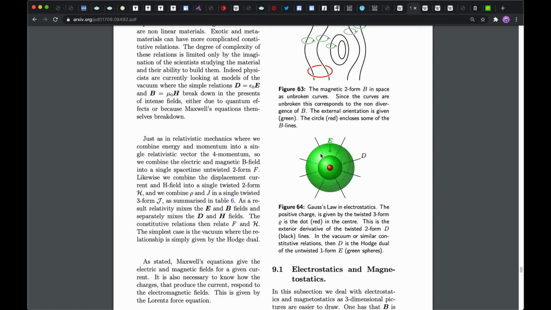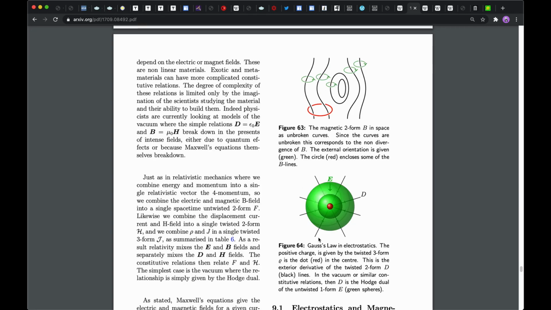And if we take the Hodge dual, which means taking the orthogonal complement to those D lines, then we will obtain those spherical surfaces. Those spherical surfaces also have the exterior derivative equal to 0, because they are closed on themselves, and therefore we have the other Maxwell equation, which tells us that the curl of E equals 0. So on those two pictures we have already depicted three Maxwell equations, and we need one more.